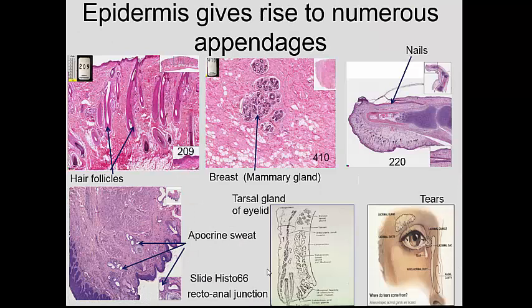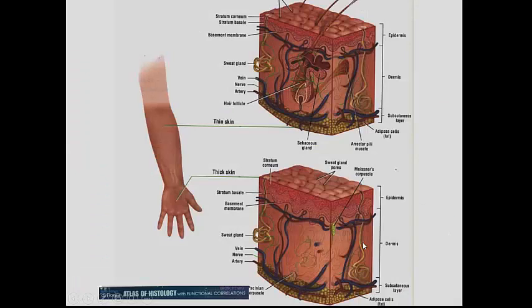So it gives rise to numerous appendages, hair, as I mentioned. Also, the mammary gland is an epidermis-originated structure. Nails, as we said. Apocrine sweat gland as well, but this is one that marks the territory in animals. And then you have the tarsal gland, which is right up here at the top and at the bottom. It holds the tears in. And the tears themselves all come from the epithelium of the epidermis.